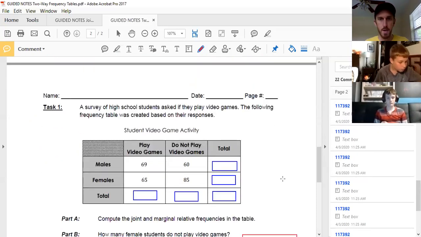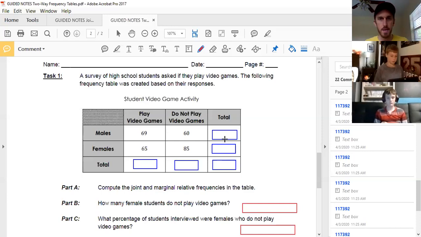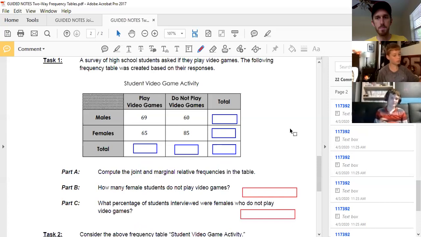Very, very simple. Okay, so I'm going to give you one more little task to do. You guys can help me out with this. So we're on task number 1.